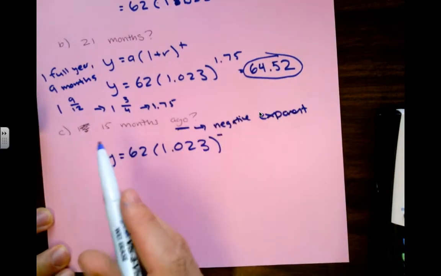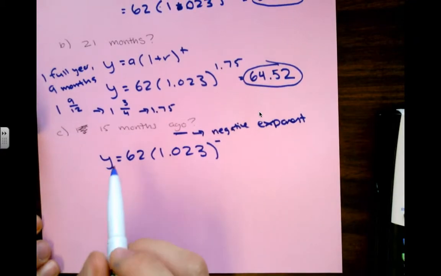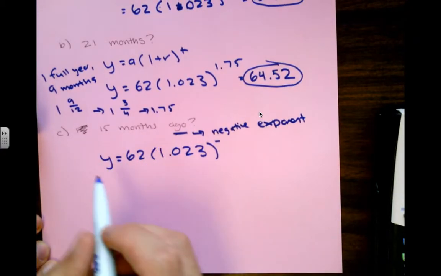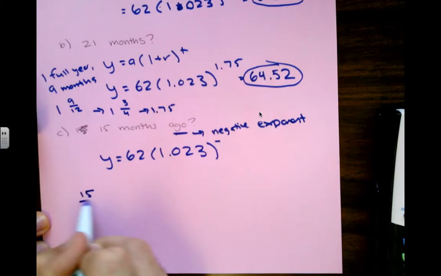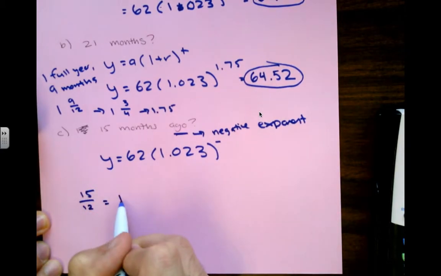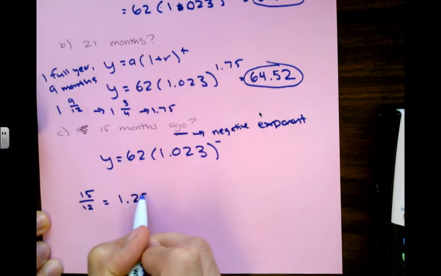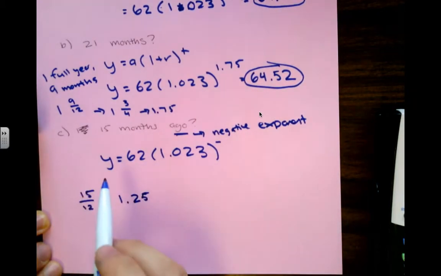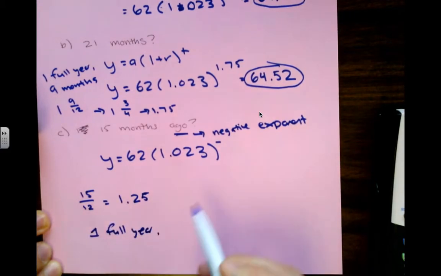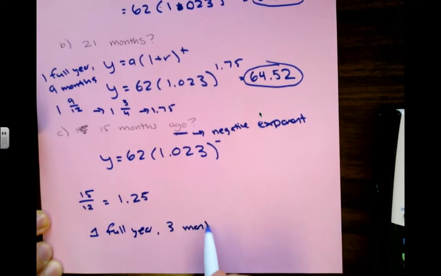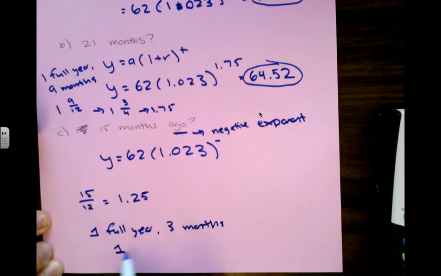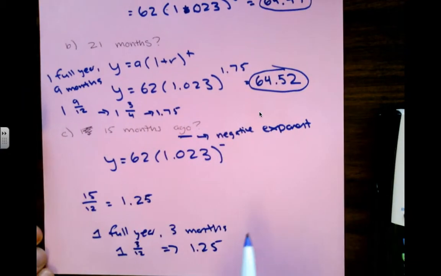Now for 15 months ago, we use the same sort of process as in part B. We figure out how many years that actually is. If we divide 15 months by 12, we get 1.25. That's one way of doing it. Or you can think that you have 1 full year and 3 months left over, which is 1 and 3/12, which simplifies to 1.25. Again, 15 months is 1.25 years.